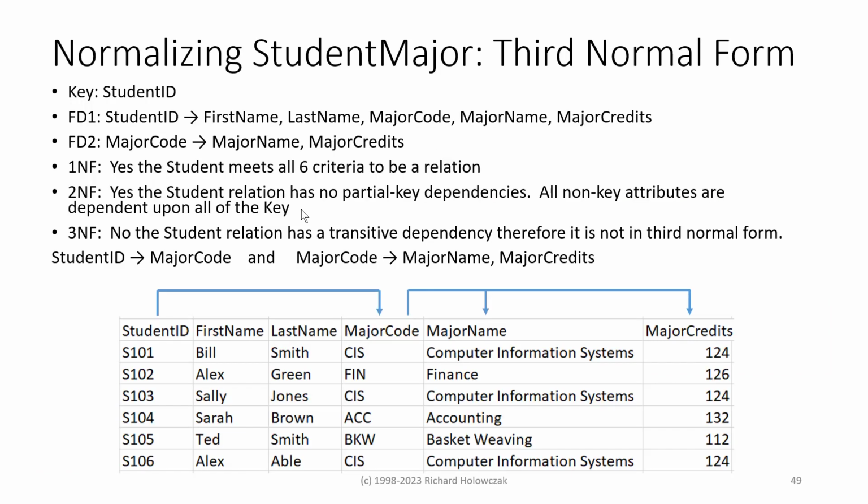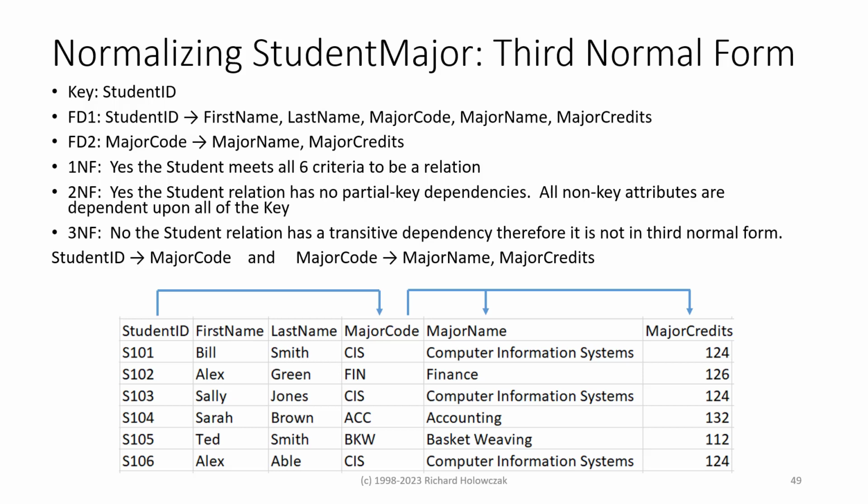Let's look at our student major. Is student major in third normal form? The answer, as you probably guessed, is no. Student ID determines major code, and major code determines major name and major credits. This is the shape of a transitive dependency. Therefore, student ID determines major name and major credits. We already knew that. So we stop. Student major does not meet the definition of third normal form.